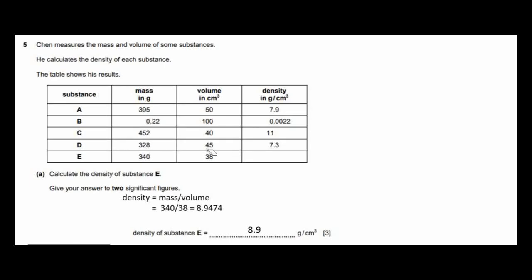The unit is gram per cubic centimeter, so we don't have to convert to anything. Now we count and we got 8.94. Two significant figures means we have to see until 1, 2, 3, 4. 4 is less than 5, so we ignore. So we get 8.9 gram per cubic centimeter.